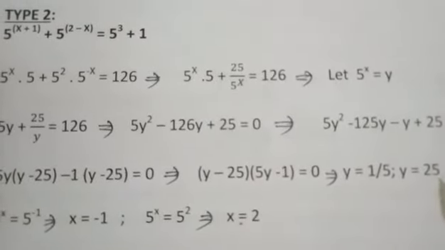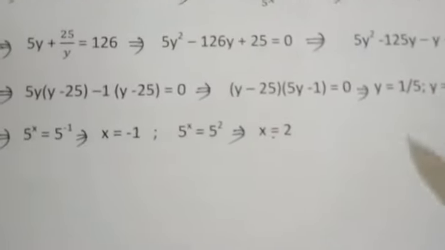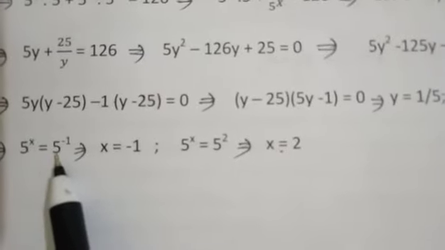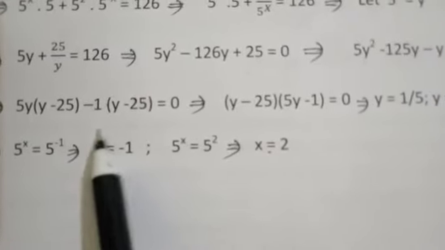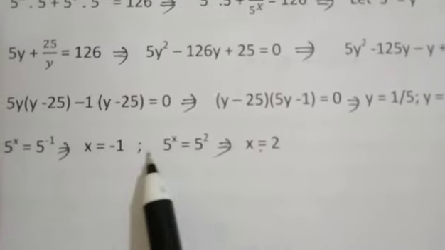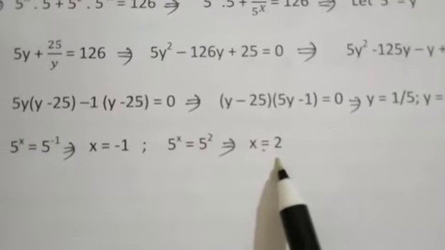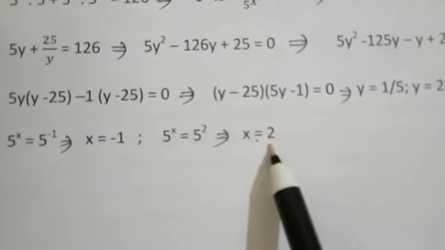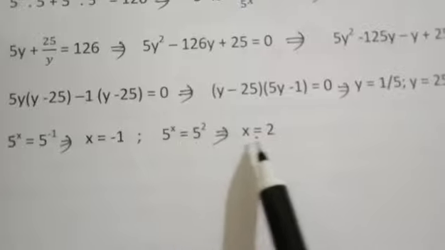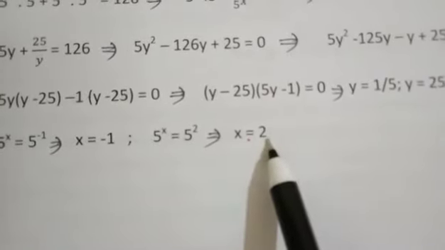But since our question was not in terms of y, we are moving forward to the further step, so look at the step here. We will write 5^x = 5^(-1), which is going to give me the value of x as -1, and the second one, 5^x = 5^2, which is going to give me the value of x as 2. Again I will say, since it was a quadratic equation, we will have two values of x. The first is coming as -1, another one is coming as 2.